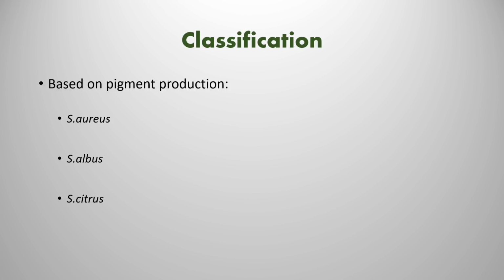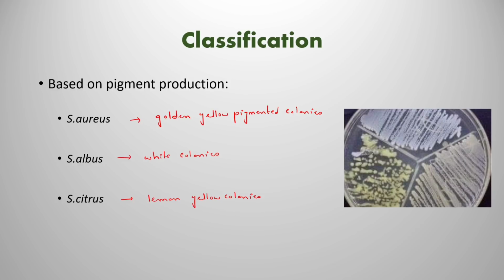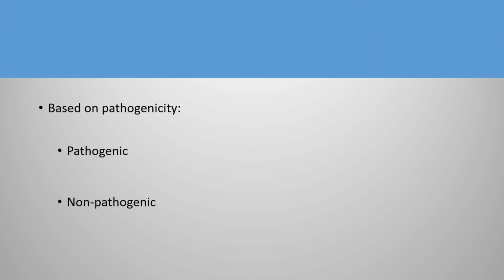Now the classification. Based on pigment production, Staphylococcus are divided into Staphylococcus aureus, which shows golden yellow pigmented colonies, while Staphylococcus albus gives white colonies, and Staphylococcus citreus gives lemon yellow colonies. It is a picture of three differentiated colonies of these organisms.